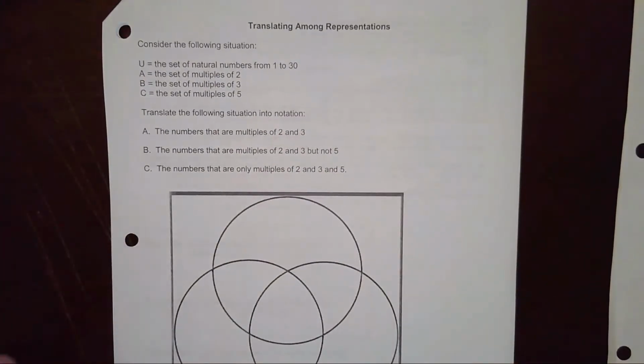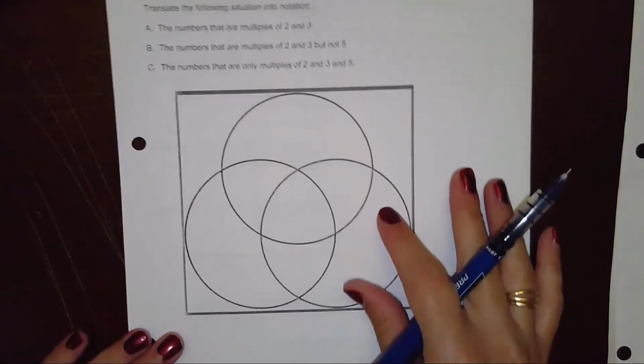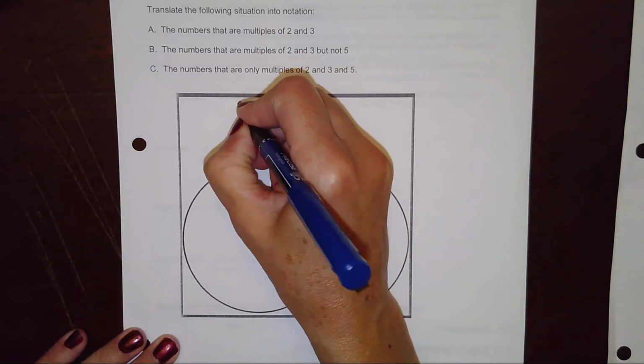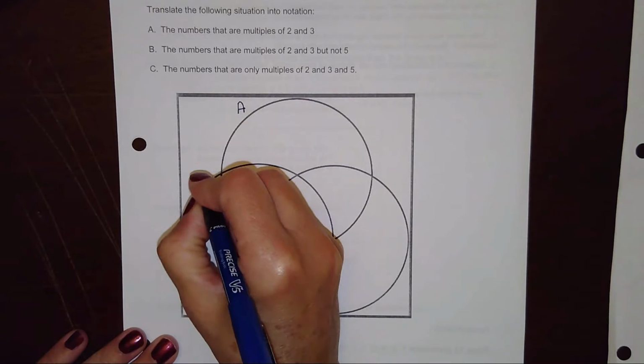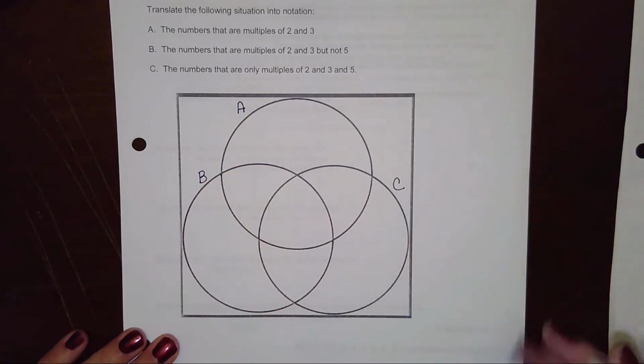So turn to the last page of this packet, and all we're going to do now is organize data in this video. Okay, so we're going to take our 2 examples and learn how to organize them on the set of Venn diagrams. So let's all get the same Venn diagram going. Let's label the top set A, the one on the left B, and the one on the right C.